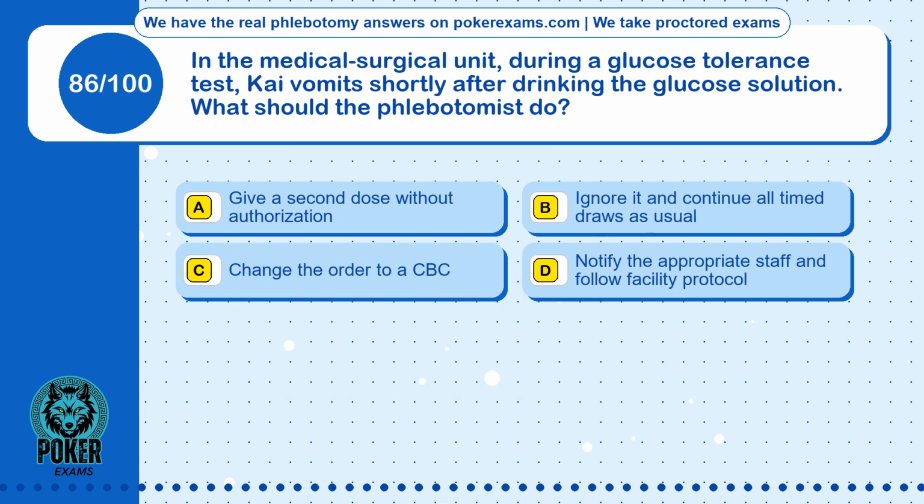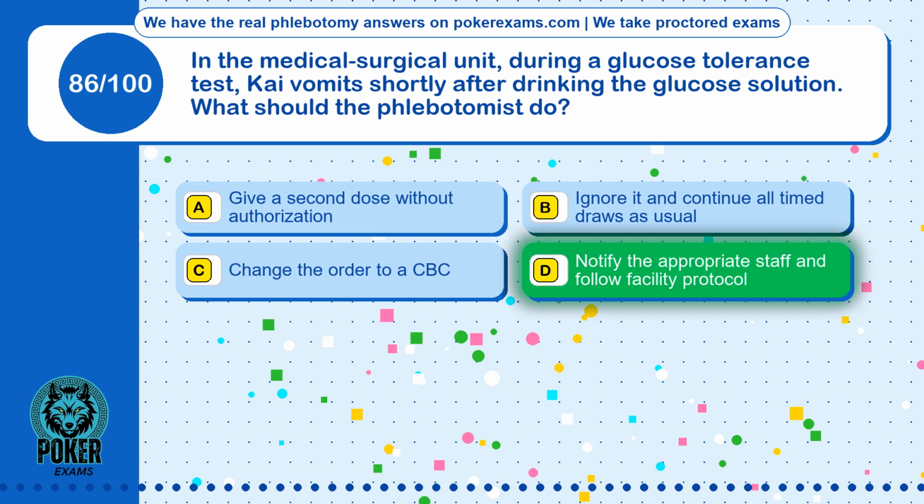Question 86. In the medical surgical unit, during a glucose tolerance test, Kai vomits shortly after drinking the glucose solution. What should the phlebotomist do? Option A. Give a second dose without authorization. Option B. Ignore it and continue all time draws as usual. Option C. Change the order to a CBC. Option D. Notify the appropriate staff and follow facility protocol.